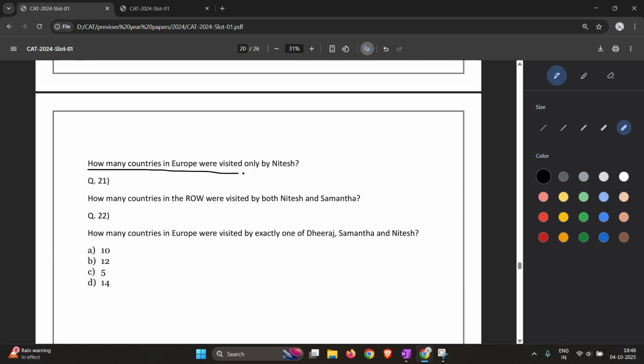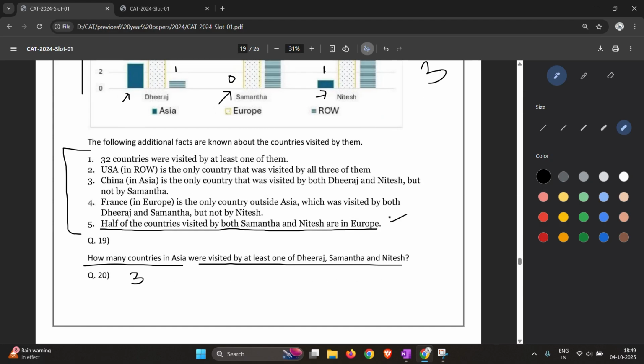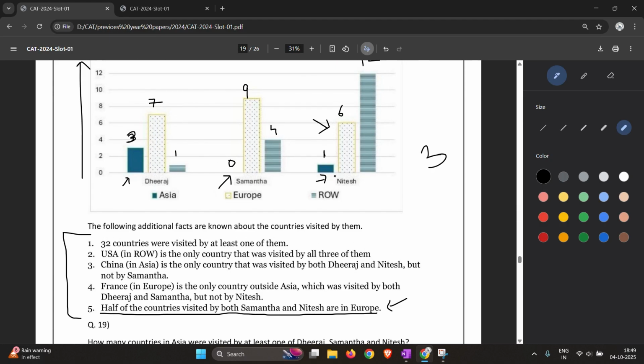How many countries in Europe were visited only by Nitish? So now we know that Nitish visited six countries in Europe. We also got to know from this last clue that four of them, which is his overlap with Samantha. His total overlap is eight countries, but four of them are in Europe. So we know that four countries out of these six were also visited by Samantha, right?